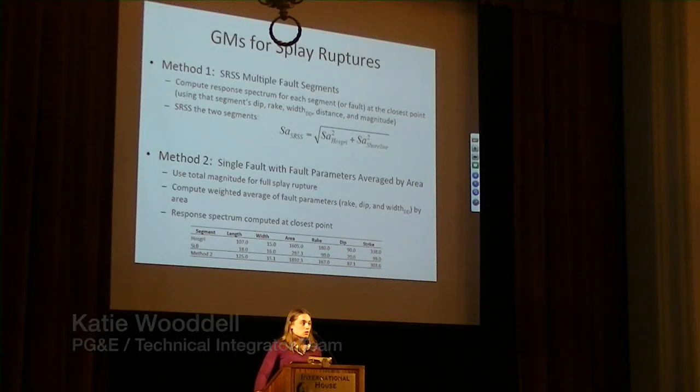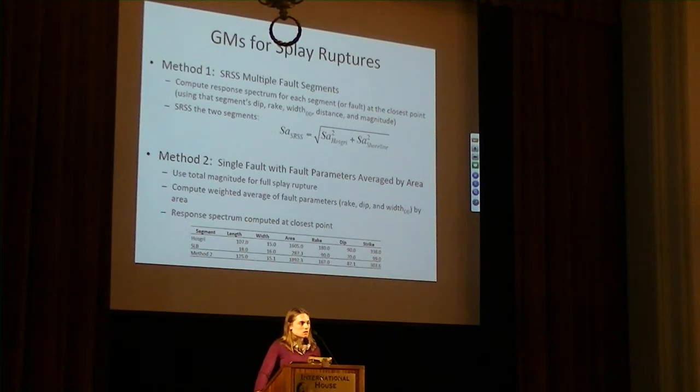Method 2 is using an average of the parameters based on the area of each respective fault. So your magnitude would be what you would compute from the total area of the full splay rupture case, and your fault parameters such as rake, dip, and width would be based on the average of the area.